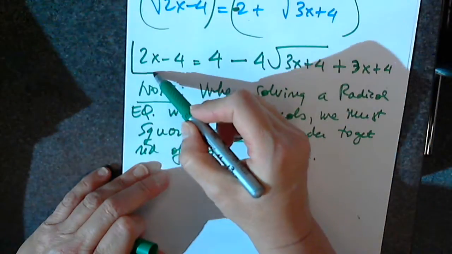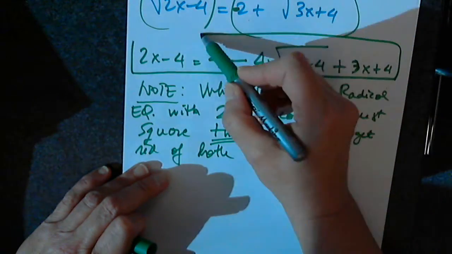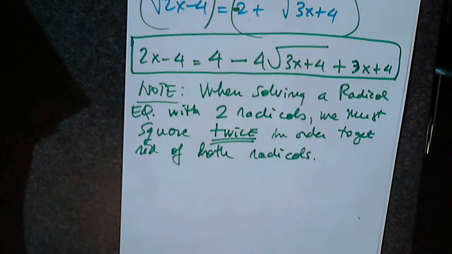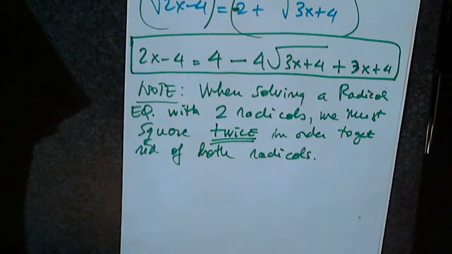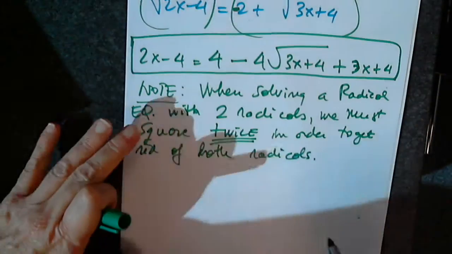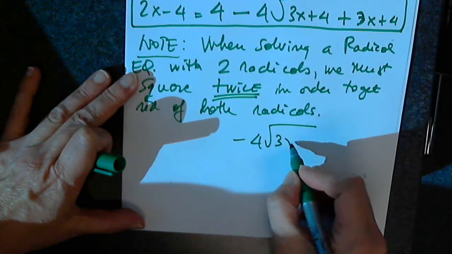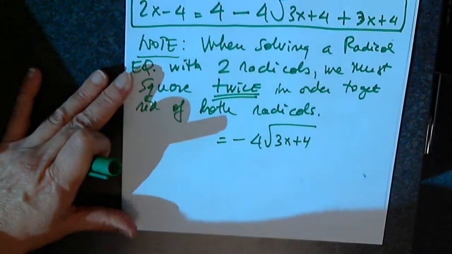What do you think I need to do with this? Now it becomes a radical equation with 1 radical. So what did we do when we solved a radical equation with 1 radical? What was the first thought? Excellent. Yes, I have to isolate the radical, because otherwise I cannot square.